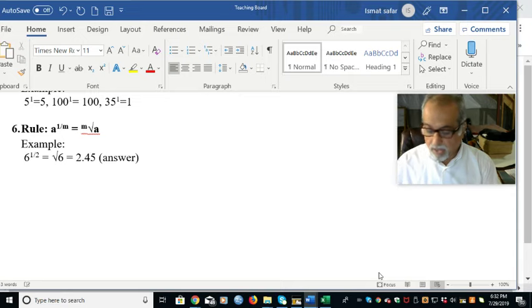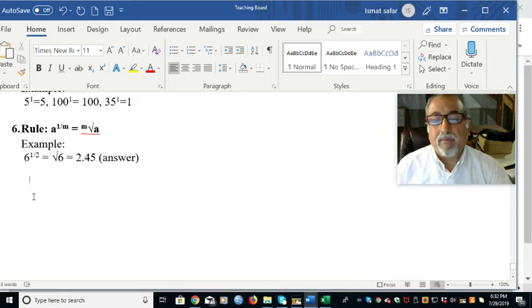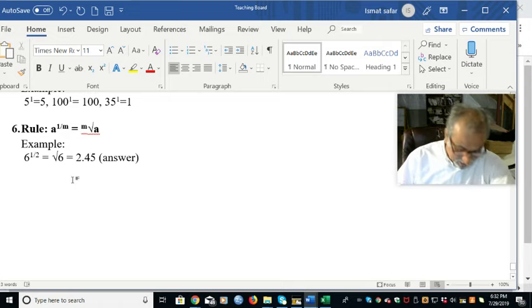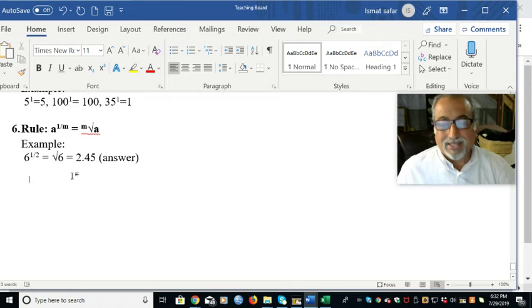Okay, let's continue with our lesson today. It has to do with square roots, which is going to be the subject of our next set of videos. But for now, we have this rule here, and I'm going to make it as simple as possible. If we have a to the exponent 1 over m, this is the same as the mth root of a. What does that mean? Well, let's start with the square root symbol.